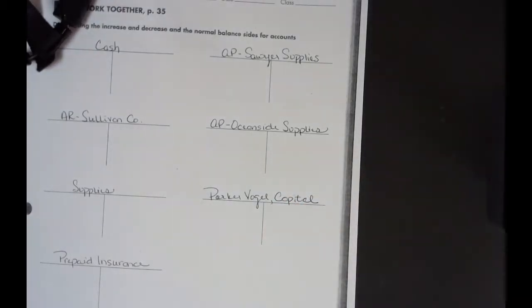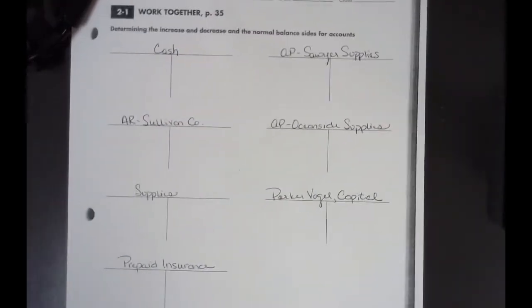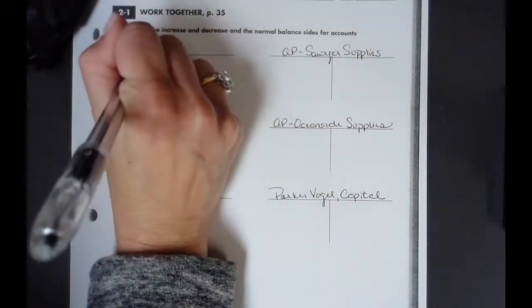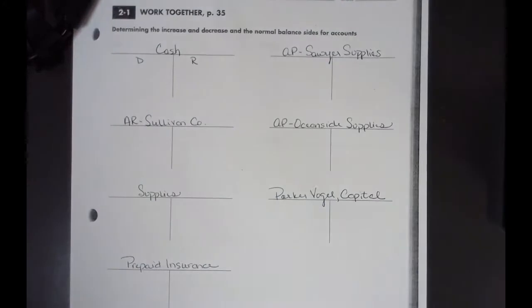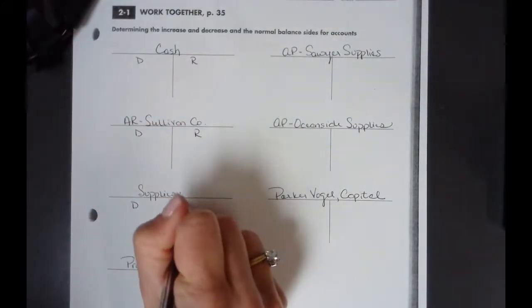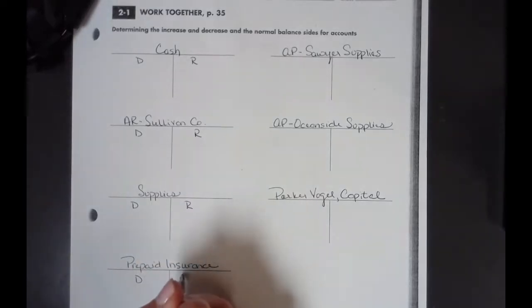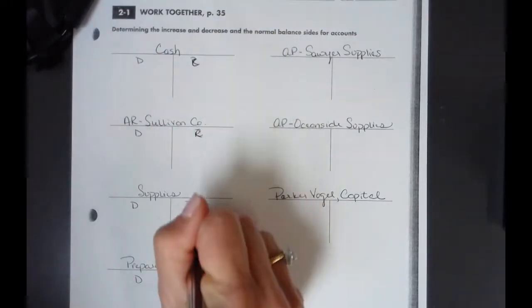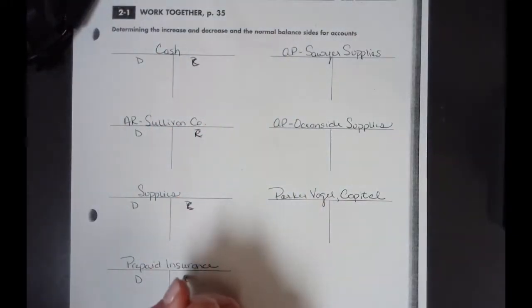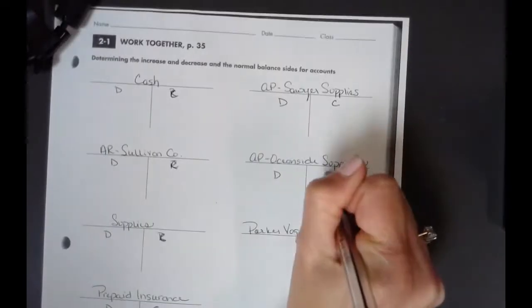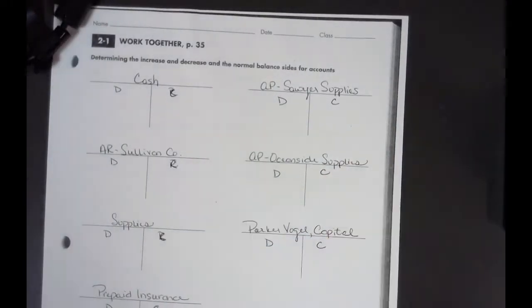All right, it says label the debit and credit sides. So for every single one of these, no matter what type of an account we have, the left is always the debit, the right is always the credit. Debit left, credit right. Debit left, oops, this should be credit, sorry. Credit, debit, credit, debit, credit, debit, credit.